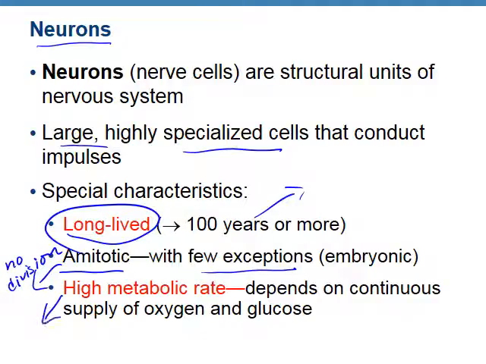They're also highly metabolic. They need lots and lots of glucose and oxygen. And again, why? Because they need those to make ATP. And your brain specifically likes glucose. Your brain does not want to have to use fat as an alternative energy source. It would rather have straight glucose.